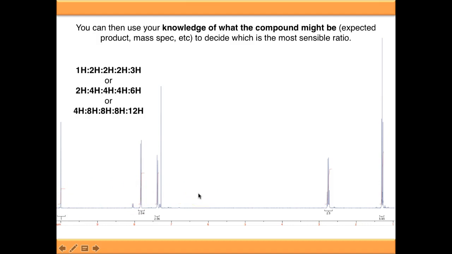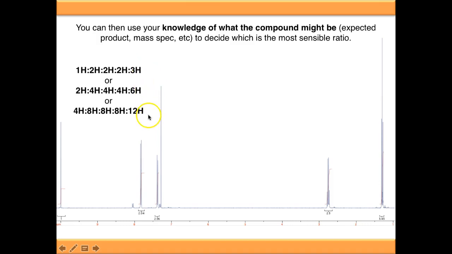So now we need to apply knowledge of the compound, or what we think the compound might be, to think what the most sensible ratio should be. So our options in this case, because we have a ratio of 1 to 2 to 2 to 2 to 3, our choices are compound based on that. So 1 to 2 to 2 to 2 to 3, 2 to 4 to 4 to 4 to 6, and so on and so forth.